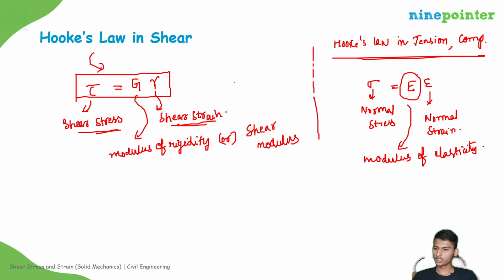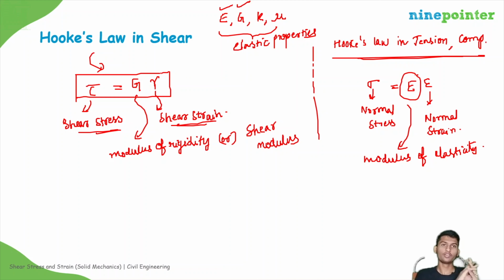We already know that E, G, K, and mu are elastic properties, right? Out of these four, we have now covered E and G. Actually, shear stress is a huge topic that we will cover in future lectures. But here we just gave some basic idea about shear stress and shear strain to understand a few concepts which we usually covered before shear stress.